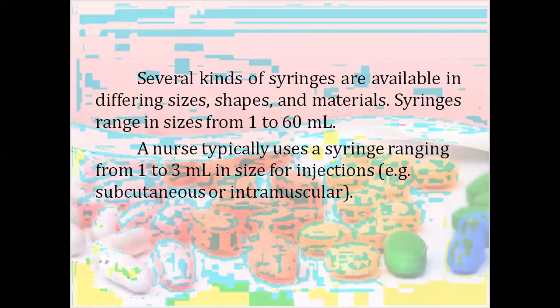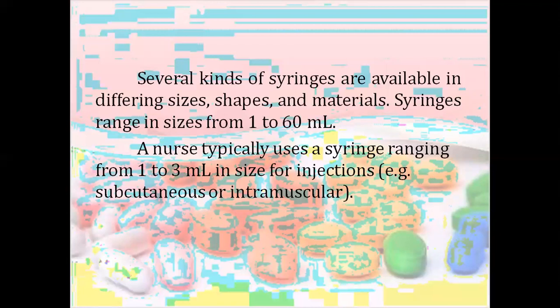So in subcutaneous injection we will use a 1 ml syringe only. Intradermal, in this we will also use the 1 ml syringe. Then for IM injection, we will use 3 ml or 5 ml syringes. Then in intravenous, we will use 10 ml.